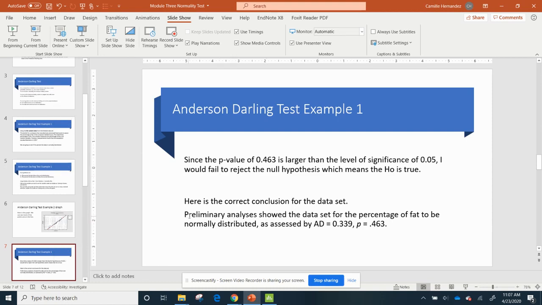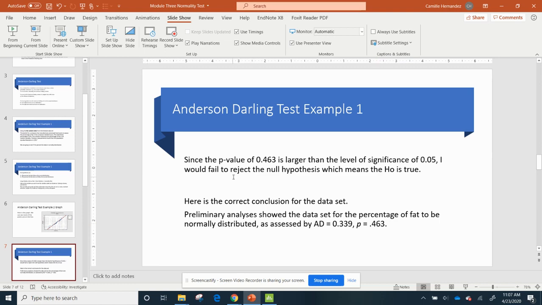So here's a way to say that. Preliminary analysis shows the data set for the percentage of fat to be normally distributed as assessed by AD, and in the industry, we know that's an Anderson-Darling, which is this, and a p-value of 0.463. That's how you're going to write it up. You told me that you ran an Anderson-Darling test, you gave me the value, and then you gave me the p-value.